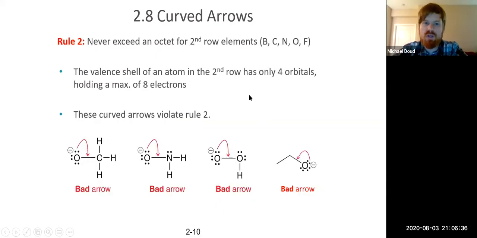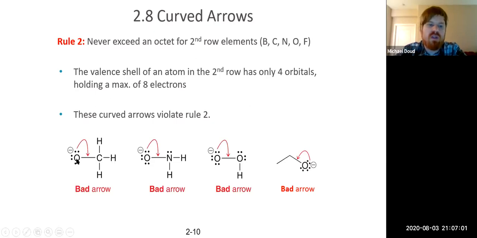Okay, rule number 2, the octet rule. Don't exceed an octet for the second row elements. So the ones that you're going to see the most are boron, carbon, nitrogen, oxygen, and fluorine. Just don't exceed 8 electrons. The maximum number of electrons that a second row element can have is 8 electrons. It cannot dip into its d orbitals to extend past that, so just keep that in mind.